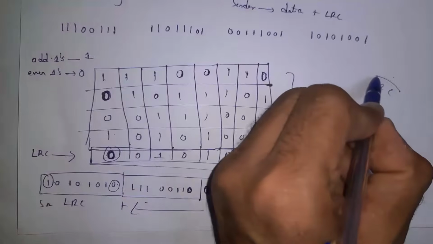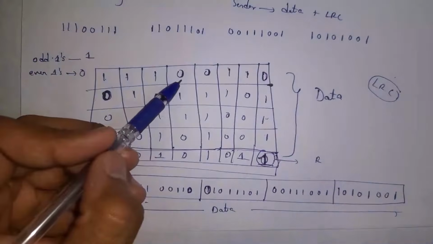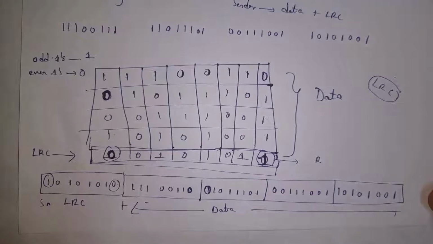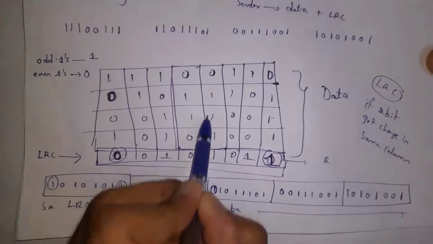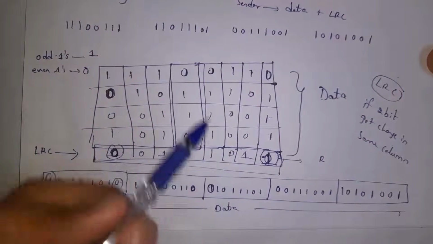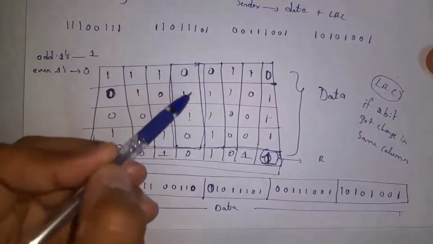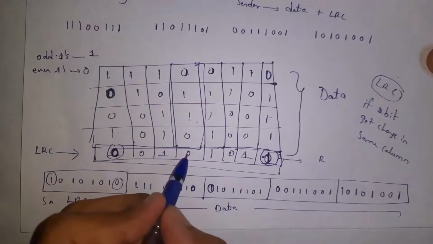Yes, there is one problem with LRC. That is, LRC will not detect errors if 2 bits are changed in the same column. I will explain with an example. If you consider this column, here there are 2 ones. As there are 2 ones, which is an even number, the extra bit added is 0.